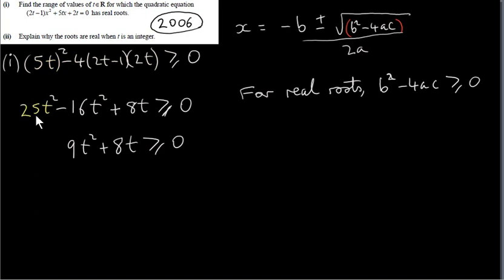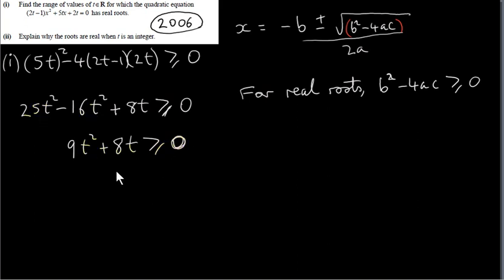So squaring this, we get 25t squared. If we multiply in here, we have 2t times 2t is 4t squared, by minus 4 is minus 16t squared. We get a minus 2t times minus 4, that's plus 8t. Gathering these up, we get 9t squared plus 8t is greater than or equal to 0. So this is a quadratic inequality. It's in standard form. We have 0 on the right hand side.